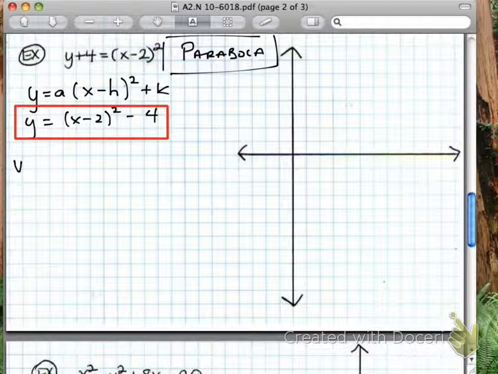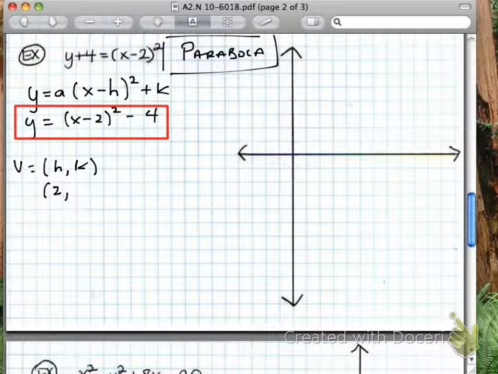Vertex is what? Okay, what do I need for my vertex? Vertex is h and k. So in this case it is 2 and negative 4. What else do I need?